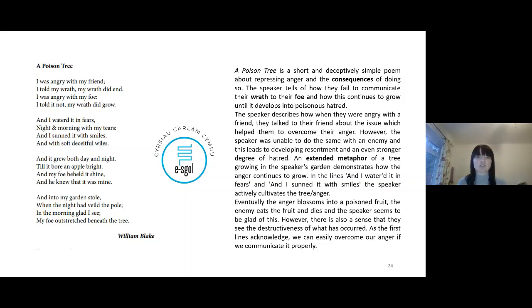An extended metaphor of a tree growing in the speaker's garden demonstrates how the anger continues to grow. In the lines, 'And I watered it in fears' and 'I sunned it with smiles', the speaker actively cultivates the tree of anger. Eventually the anger blossoms into a poison fruit. The enemy eats the fruit and dies, and the speaker seems to be glad of this. However, there is also a sense that they see the destructiveness of what has occurred. As the first lines acknowledge, we can easily overcome our anger if we communicate it properly.